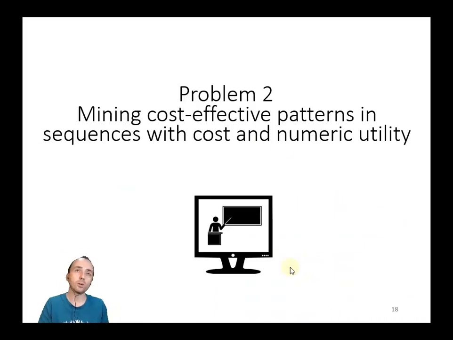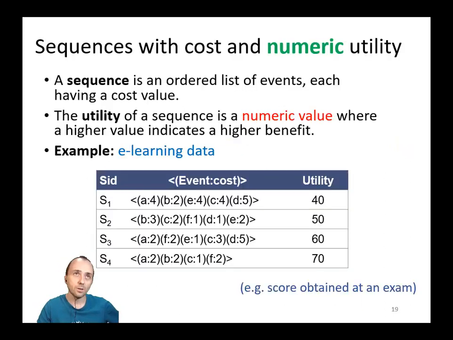Now I will talk to you about problem number 2, where we want to find the cost-effective patterns in sequences that have some cost values but also some numeric utility. So here we look at another scenario. We don't have cure or die, but instead we have some utility that is a numeric value. A sequence is an ordered list of events that each have a cost value. And then each sequence also has some utility that is some number. I'll give you an example to explain this.